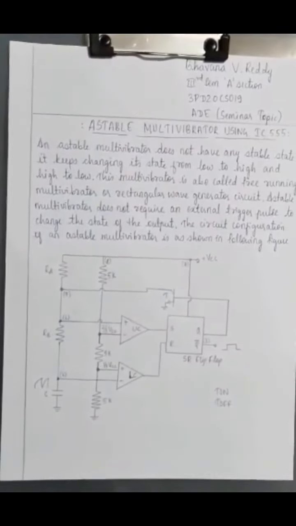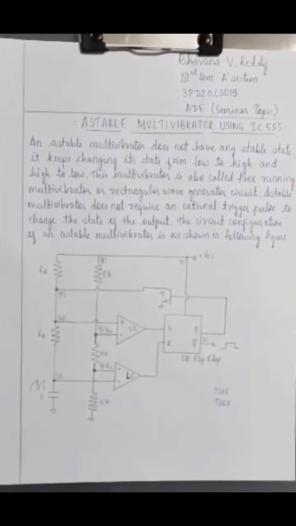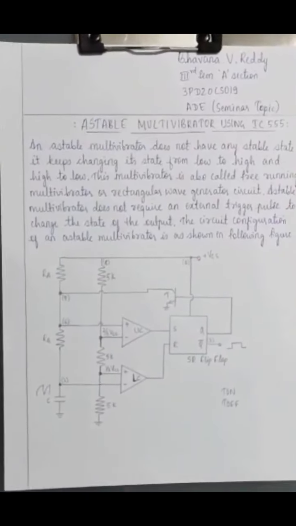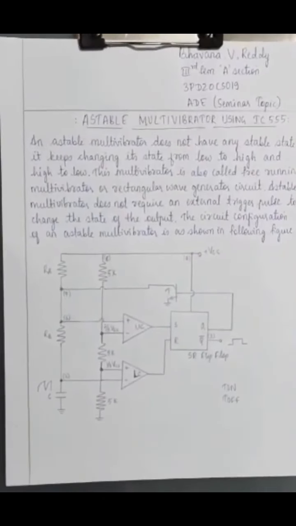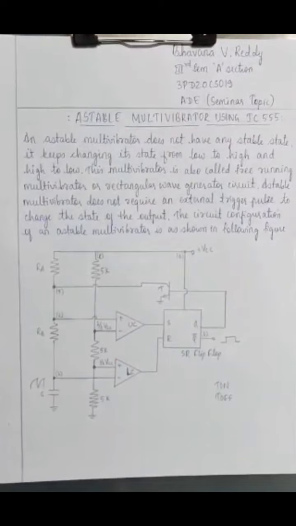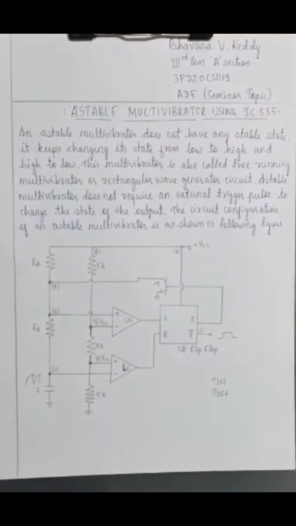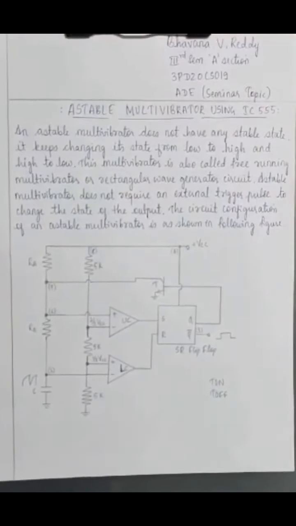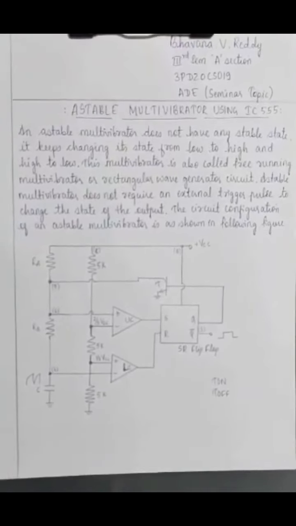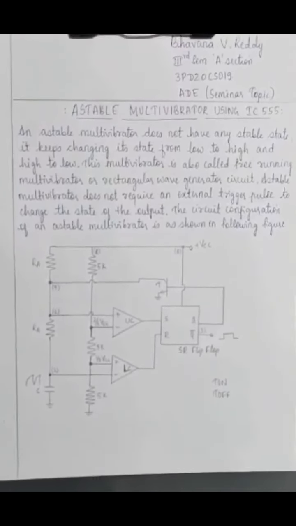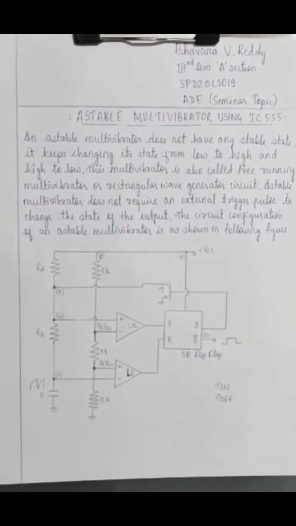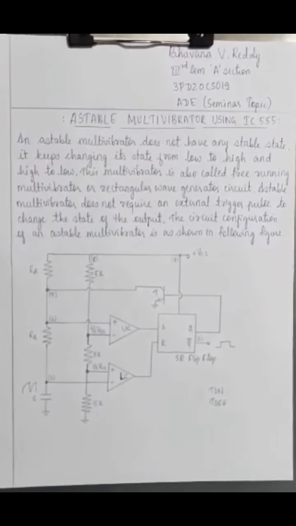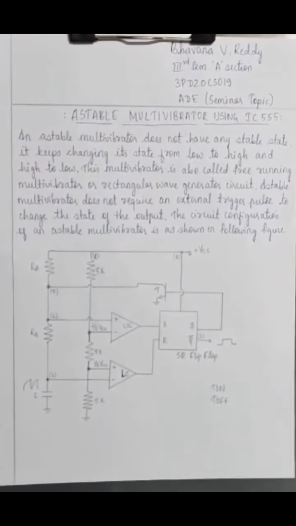Hello everyone. My seminar topic is astable multivibrator using IC555. A multivibrator is a circuit with regenerative feedback which produces a pulsed output. The multivibrator is of three basic types: one is astable multivibrator, another is monostable multivibrator, and the third is bistable multivibrator.